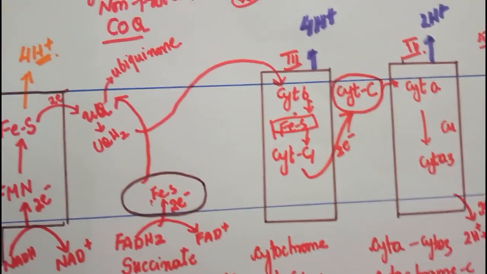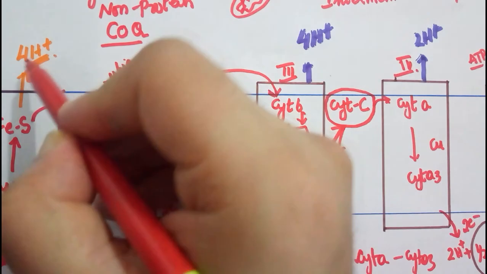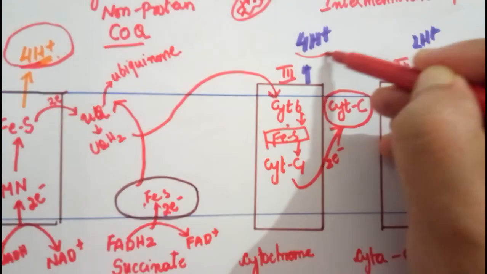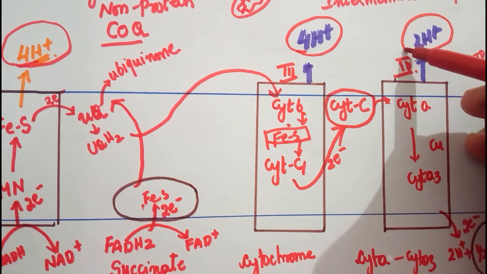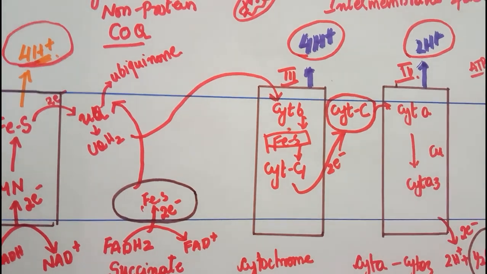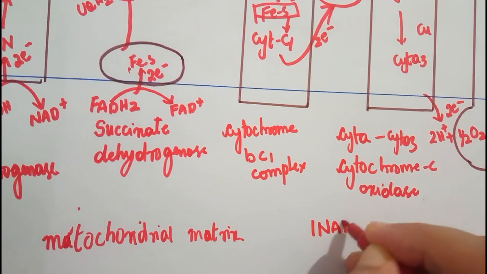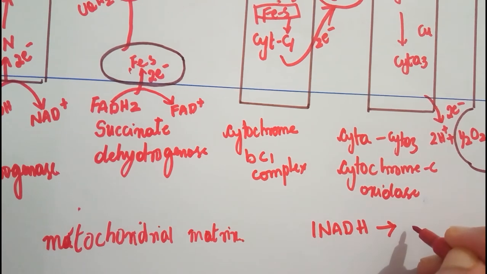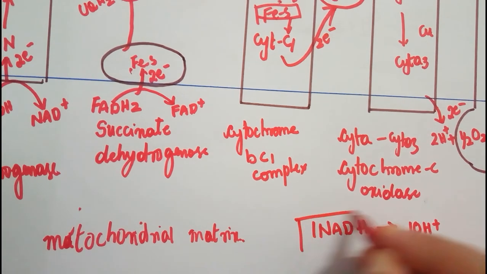If you see the overall number of protons pumped into the intermembrane space, how many protons are pumped from complex 1? Four protons. From complex 3? Again four protons. From complex 4? Two protons. So if one single NADH molecule is getting oxidized, 4 plus 4, 8 plus 2, 10 protons are pumped into the intermembrane space. This is very, very important.